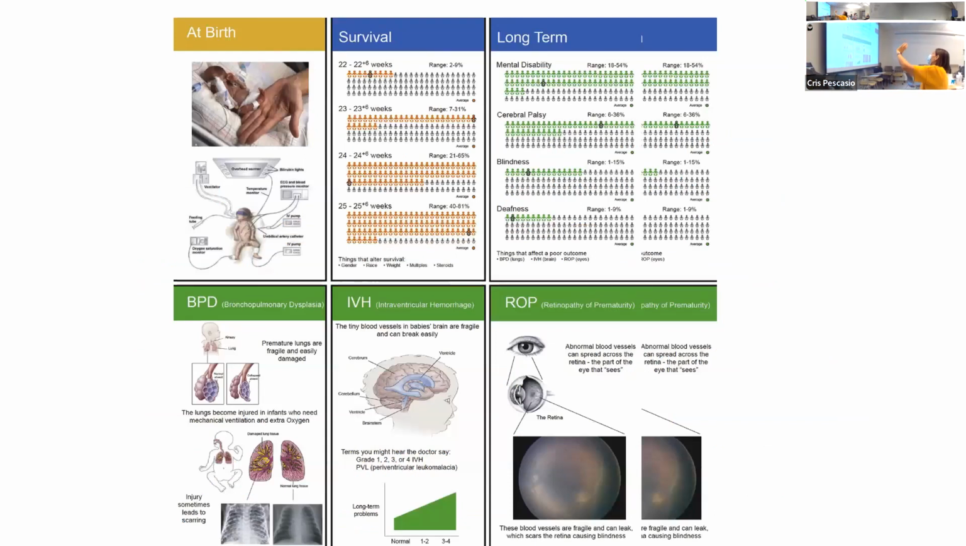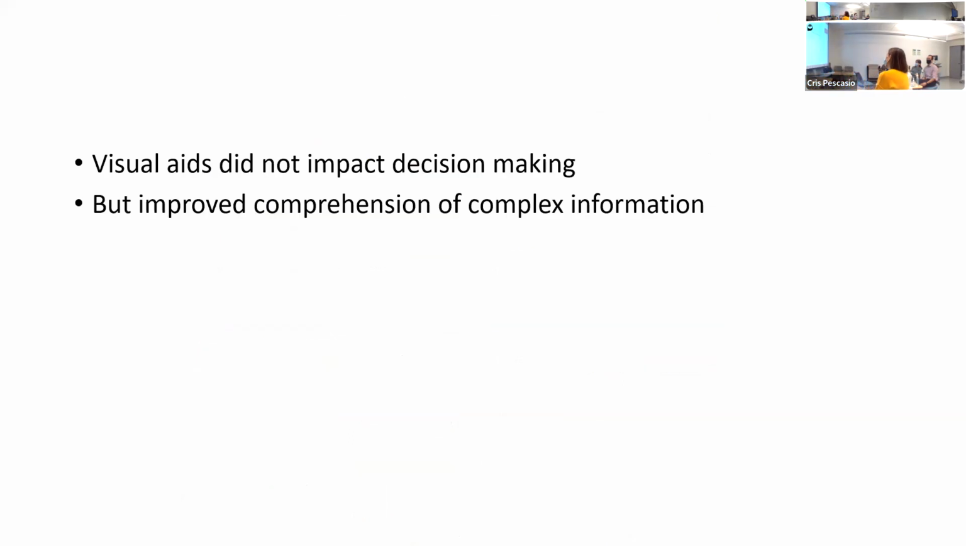And they showed this. To me it is very nice because it shows a picture of the size of the baby and all the devices that could be connected to the babies. And then the survival and the long term outcomes are very visual, instead of percentages, like how many in the population, and then the complications and so on. They found that it improved the comprehension, but it did not impact the decision making.